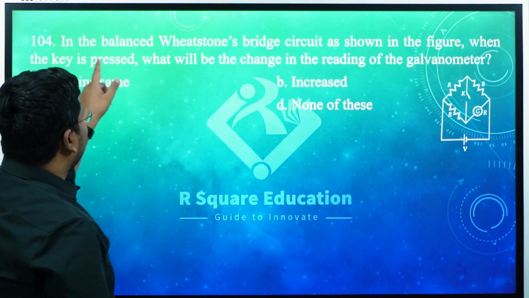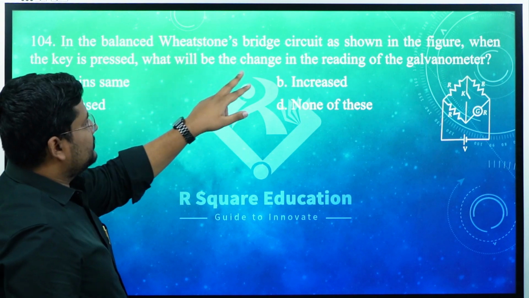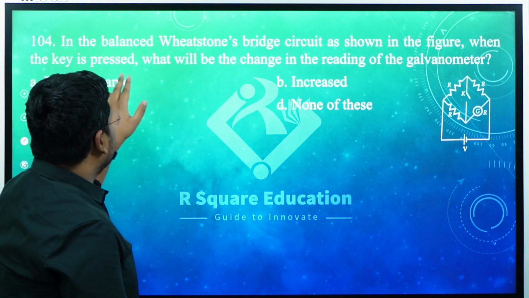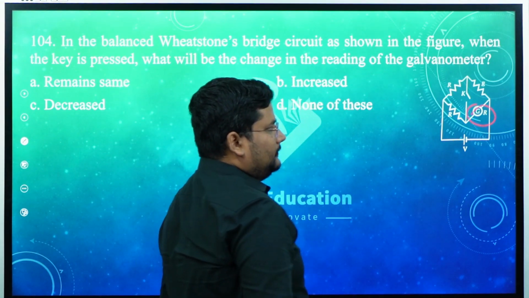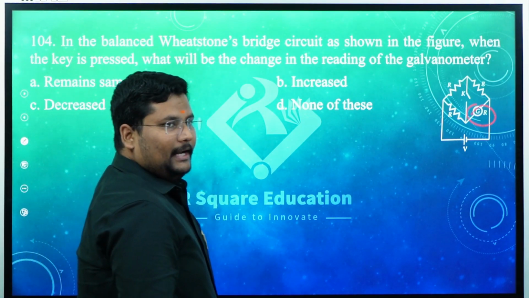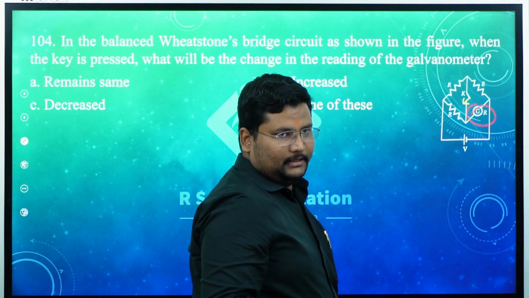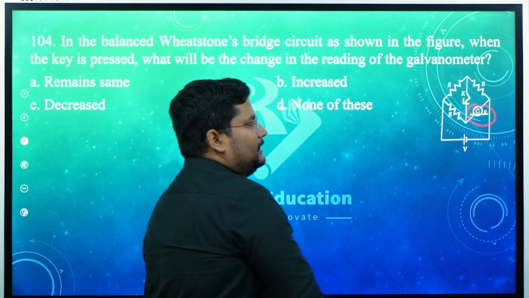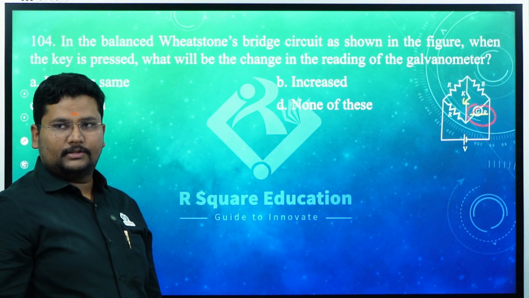So in this question, in the balanced Wheatstone bridge, they have told you it is going to be balanced. So, balanced Wheatstone bridge circuit shown in the figure, when the key is pressed, what will be the change in the reading in the galvanometer? Right? So they are asking us to find when this is going to change, which means what is open becomes closed. Then what will be the reading in the galvanometer, the change in the galvanometer's reading. Okay, so what will be that?